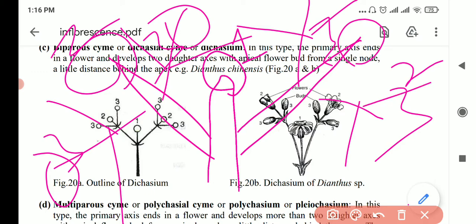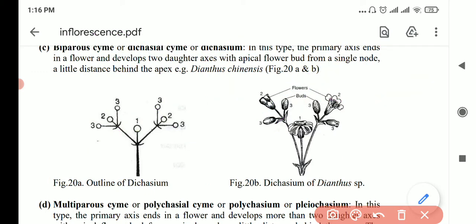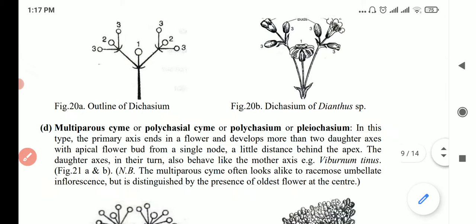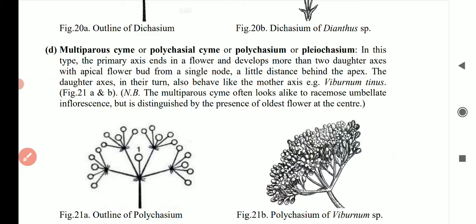So the example of dicasium is dianthus. From the word dicasium, dianthus. So you just remember the two types of endings, anthus, so dianthus. It should be easy for you to remember. Dicasium or dicasial cyme or biparous cyme, the example is dianthus.